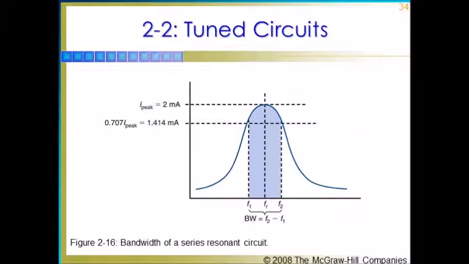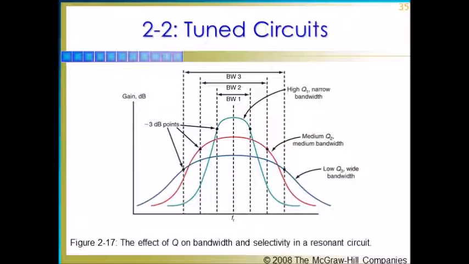Here from the figure we can see that the peak value is 2 milliamperes, and by multiplying that by 70.7% or 0.707 of the peak value, we can find the half power points as 1.414 milliamperes, and we can find the bandwidth as f2 minus f1. From the figure, we can see the relationship of the quality on the bandwidth. As the quality increases, the bandwidth decreases, while if you decrease its quality, the bandwidth will increase.